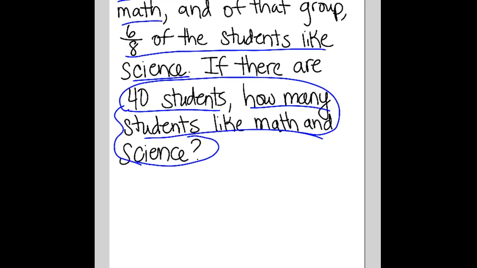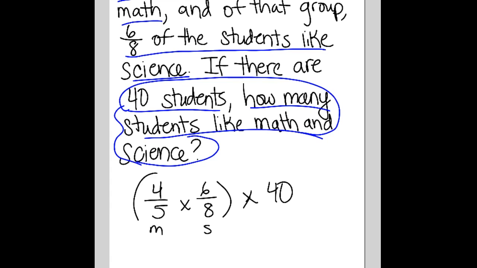So if we set up our problem, we're going to have our 4/5 of students in the class who like math. I'll label them M. And then we're multiplying it by those students who like science. The reason we're multiplying those together is because let's pretend we're starting with the 4/5, but then we have to take a group of that 4/5, which is the 6/8, and that is what likes science. And then from there, we have to see how many of those students all together like both. Very interesting, but that's how we set up the problem.